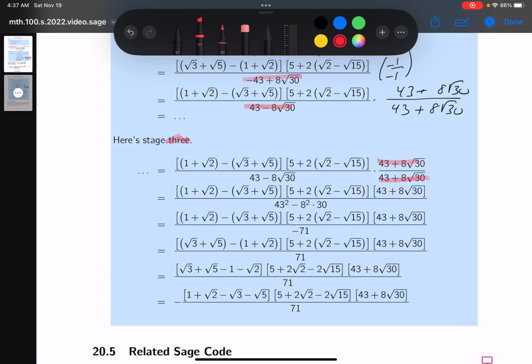And if you did that, let's write this down for you. And if you multiply the bottom out, what do you get? You get 43 squared. And then you would get minus 8 squared, which is 64, times 30.